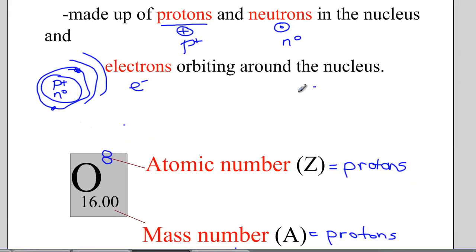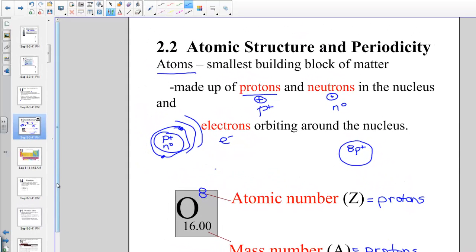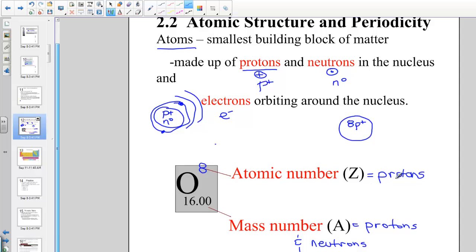So if I were to consider drawing just a rough model of our oxygen atom, I now know that it has 8 positive protons inside of the nucleus of that atom. By definition, the atomic number gives me the number of protons inside the nucleus. The other value found in that box is the mass number of the element.